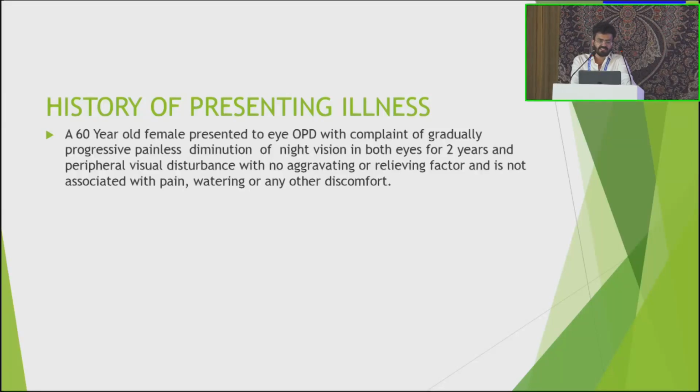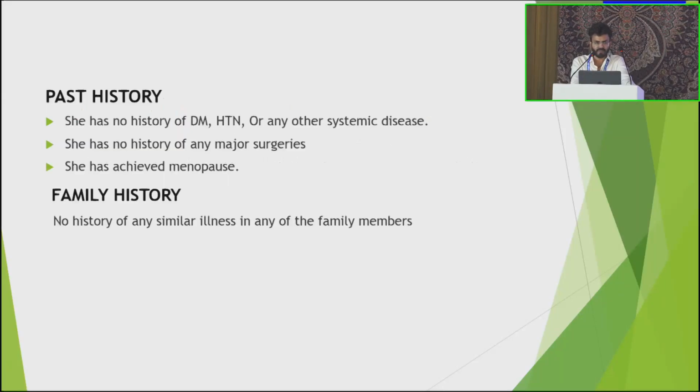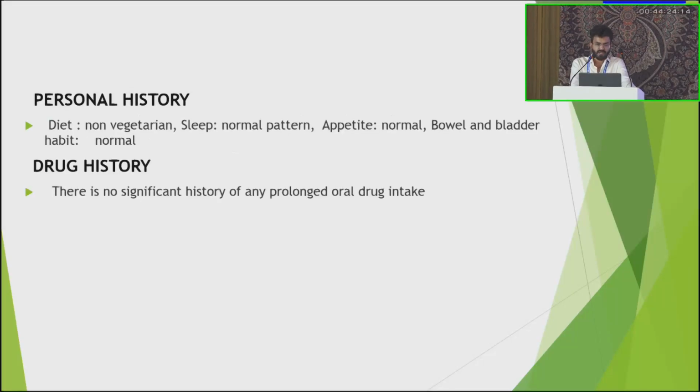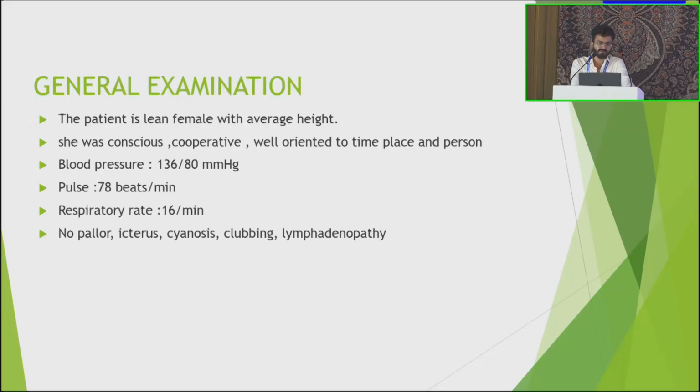History. A 60-year-old female presented to the IOPD with a complaint of gradual, progressive, painless diminution of night vision in both eyes for 2 years and peripheral visual disturbance, with no aggravating or relieving factor, not associated with pain, watering, or any other discomfort. The past history was within normal limits. There was no family history of similar illness in any of the family members. There was no significant history of drug use or any prolonged topical eye drops.